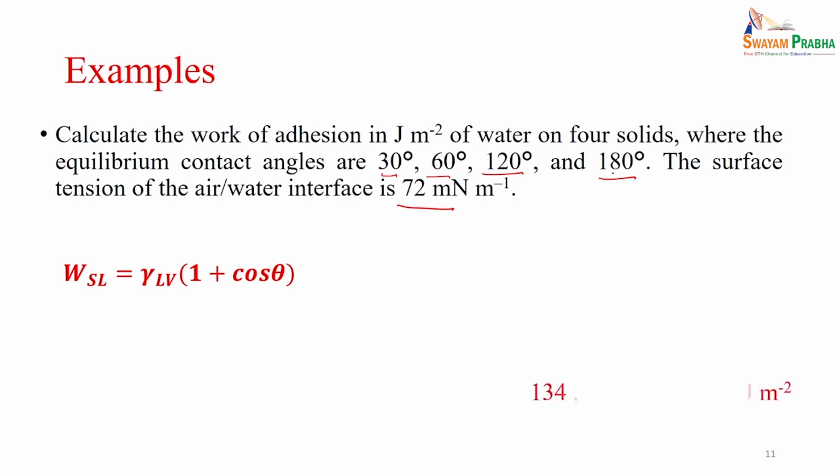So, you can calculate. What you are observing is we are getting different values of the work of adhesion. If it is cos 180, its value is minus 1. So, we are getting 0. So, it says we can calculate the work of adhesion using this Young-Dupré equation.